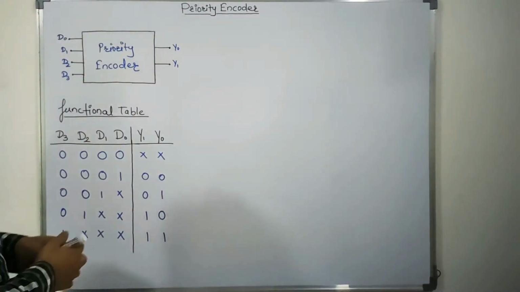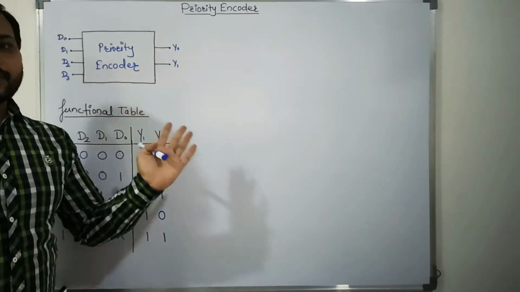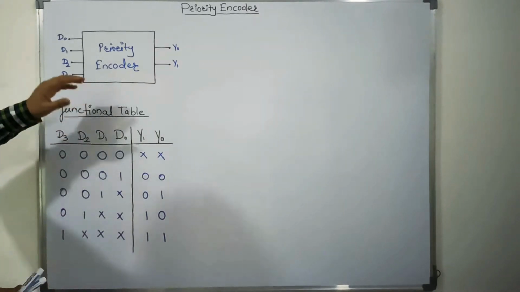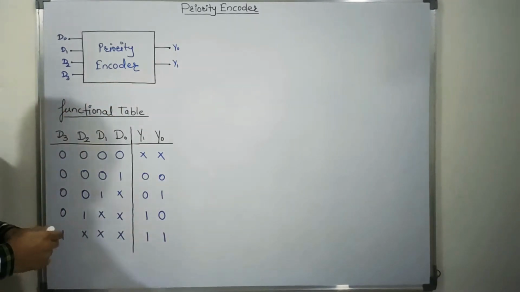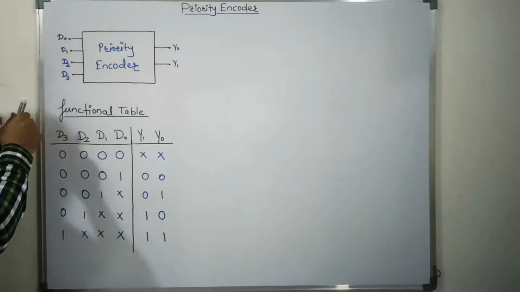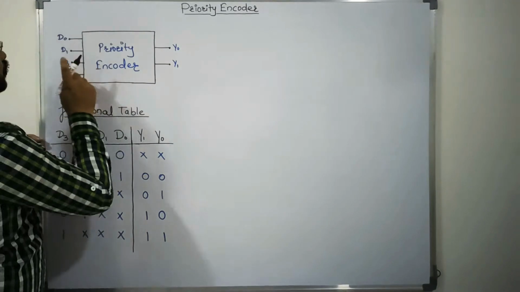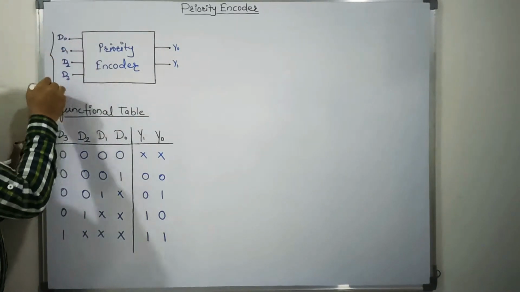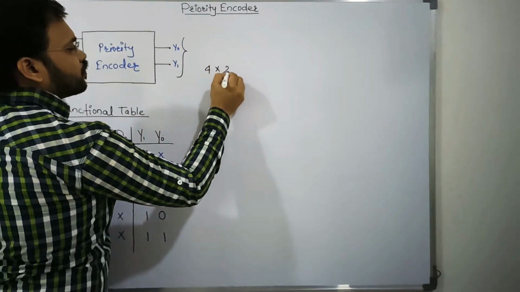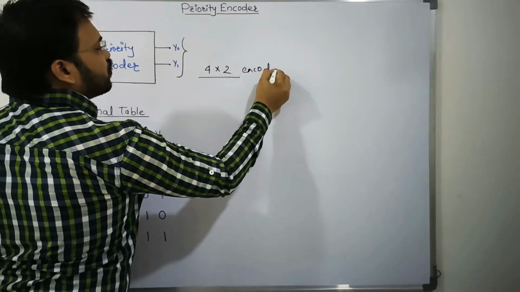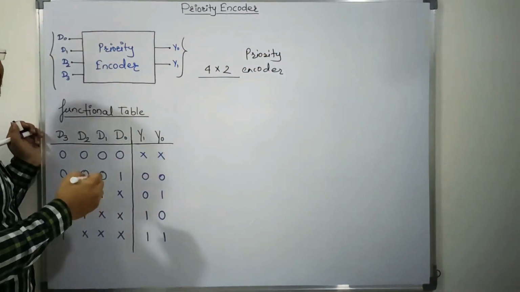As the name itself suggests, this encoder involves priority. So what is the difference between the normal encoder and this priority encoder? This is the block diagram of the priority encoder, with inputs starting from D0. If you start with a 4 to 2, you observe 4 inputs and 2 outputs, so this is the 4:2 priority encoder.